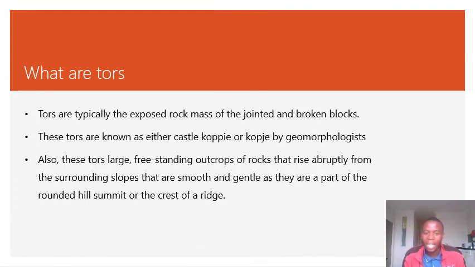Class, those are typical exposed rock masses of jointed and broken blocks. These stones are known as either kopje or koppie by geomorphologists. These stones are large and freestanding outcrops of rock that rise abruptly from the surrounding slope, which is smooth and gentle, as they are part of a rounded hill summit or crest. I even showed you a picture of those. It's like the rocks are being ordered, placed in that area in order.